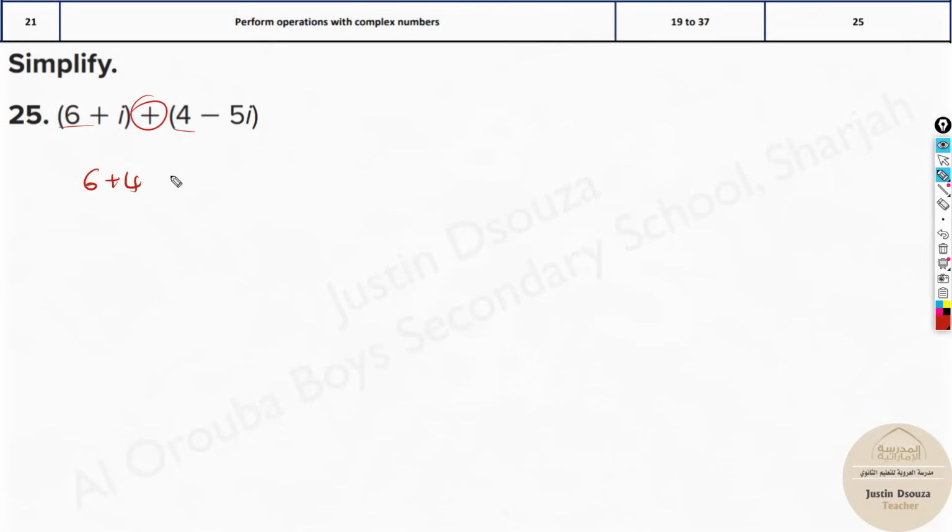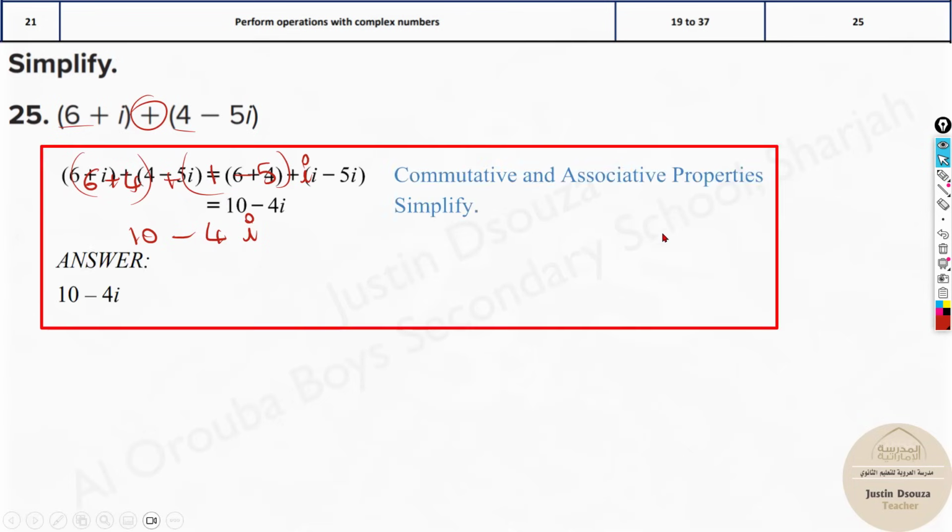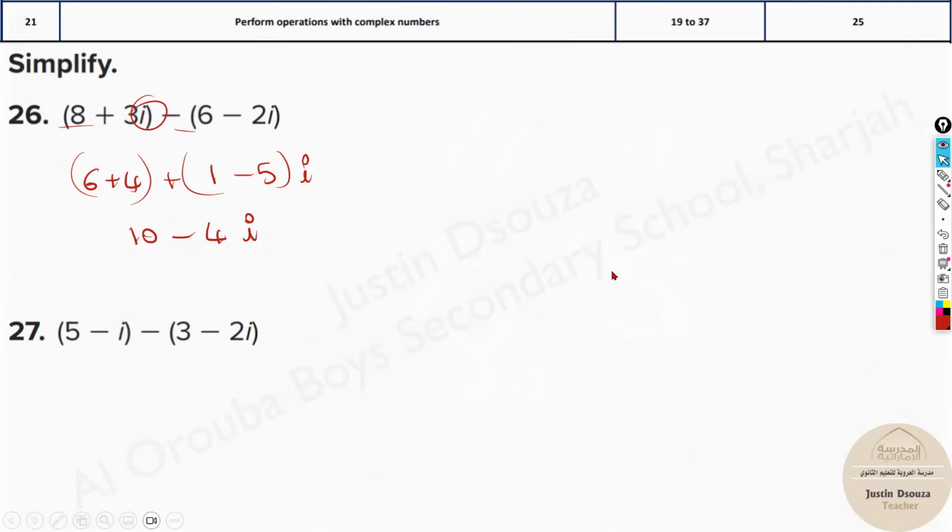This is real, plus what is the imaginary part? It is 1 minus 5, you can write it as i. 6 plus 4 is 10, and 1 minus 5 would be minus 4, so I've directly written minus 4i. Now you can just separate the real part by brackets, the imaginary by brackets, and that would be the answer. This is also a very simple problem, and you can see it's 10 minus 4i.